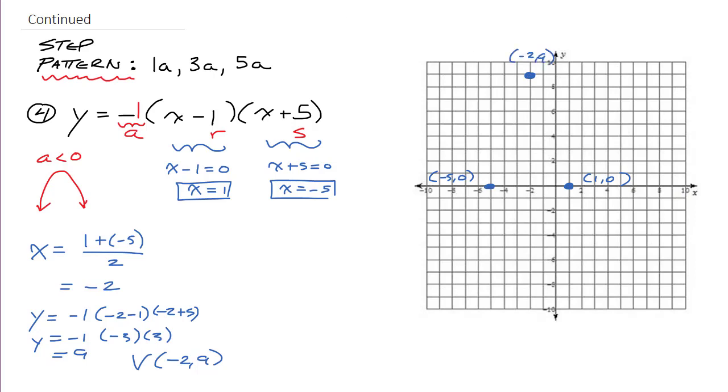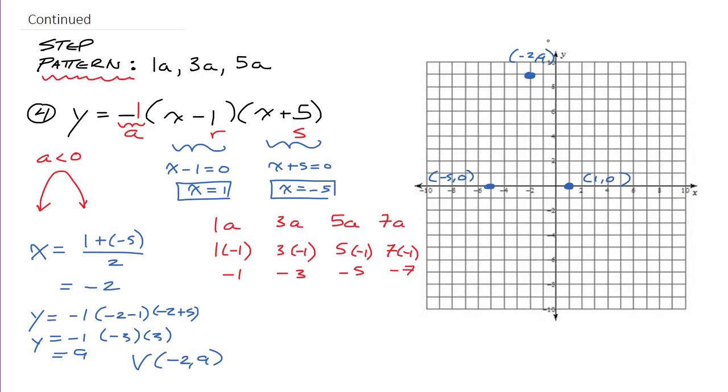But if we want to use the step pattern to find some more points and just be really accurate, here we go. 1 times a, 3 times a, 5 times a, and if you can fit it in, 7 times a sometimes. All right, so a in this case is -1. So 1 times -1 is -1. 3 times -1 is -3. 5 times -1 is -5. And if we can squeeze it in, 7 times -1 is -7.